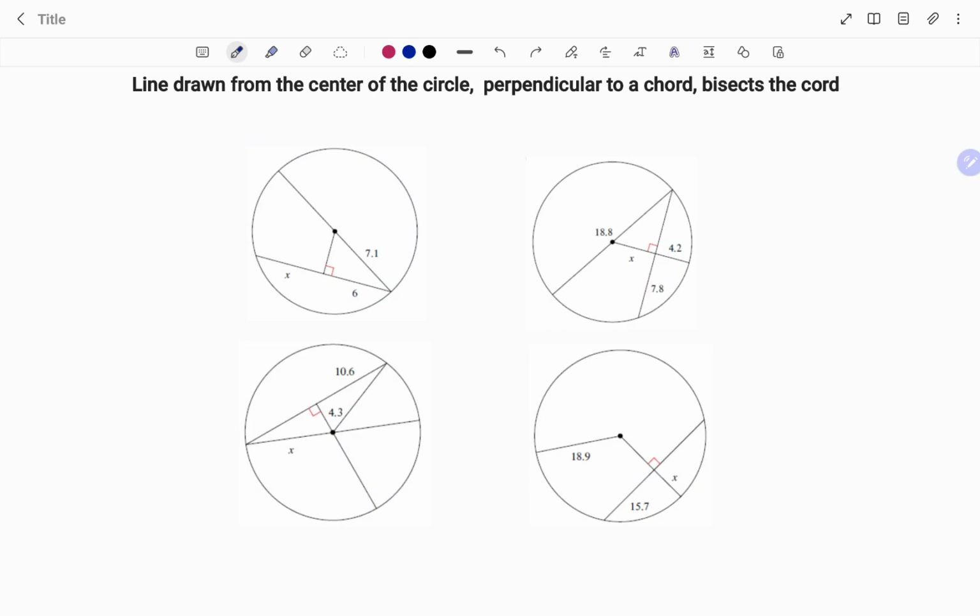In this video, I'm going to use the following examples to prove the circle theorem that states that the line drawn from the center of the circle, if perpendicular to a chord, bisects the chord.